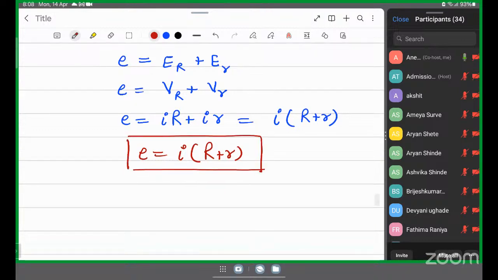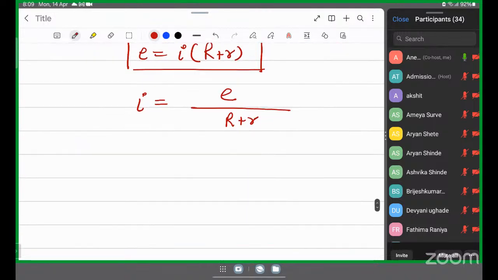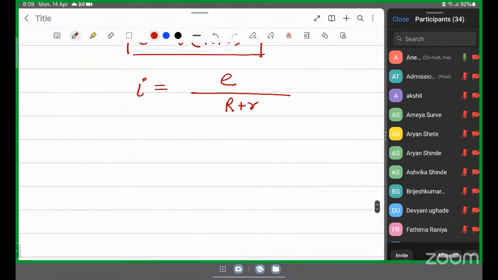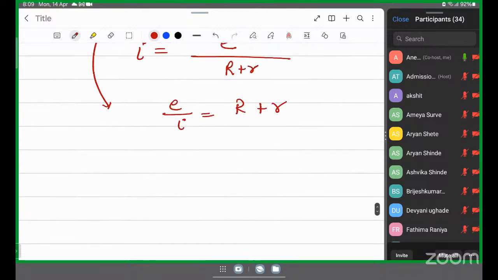From this relation, you can also find the value of I, where E is the total potential of the circuit, including capital R and small r, divided by the total resistance of the circuit, that is capital R plus small r. If you are interested in small r, we can also find it using the same relation. We can write E by I is equal to R plus r. And if you are interested in small r, this will be E by I minus R. Understood?